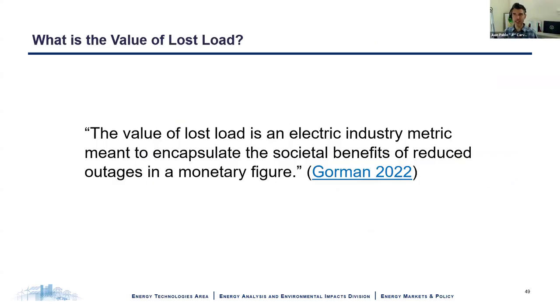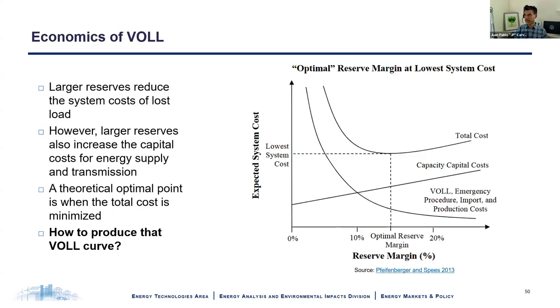The value of lost load is one key concept here to translate the technical interruptions, the technical reliability in both bulk power system and distribution systems into a monetary value. A good definition, provided by Will Gorman, one of our colleagues, is that the value of lost load is an electric industry metric meant to encapsulate the societal benefits of reduced outages in a monetary figure. And this is the concept behind the value of lost load.